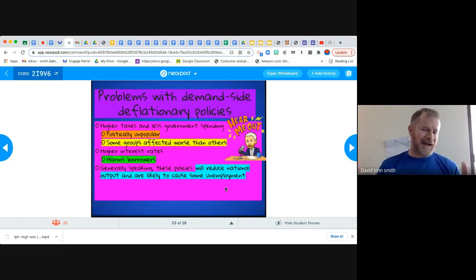Because if we can't target both, we're going to need to work out what level of unemployment is socially acceptable, or work out what level of inflation is socially acceptable, because you can't have it both ways, all right?